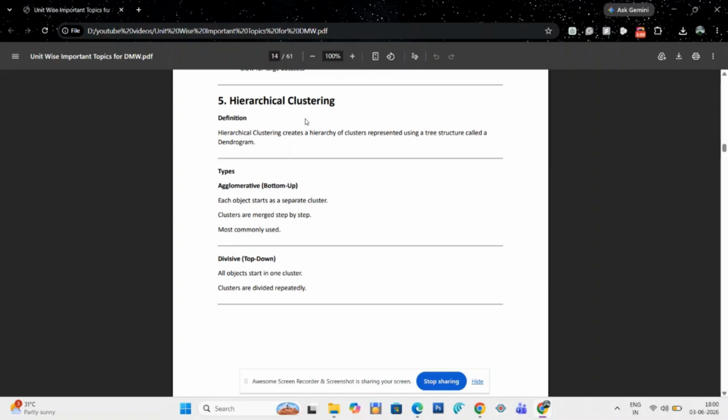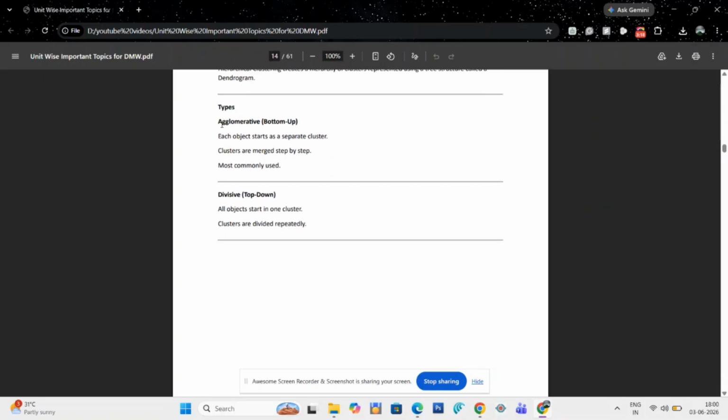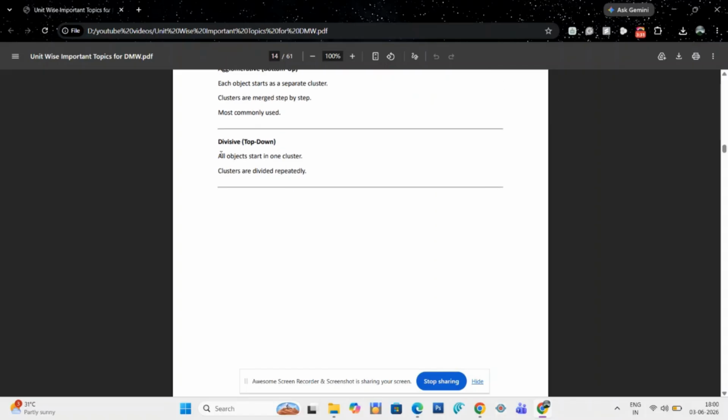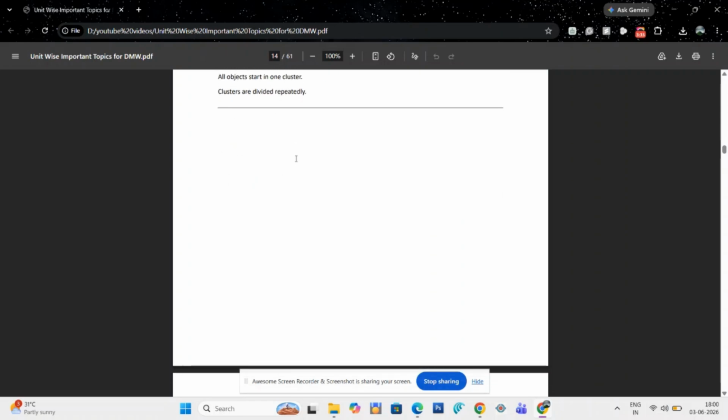What is hierarchical clustering? Hierarchical clustering creates a hierarchy of clusters represented using a tree structure called a dendrogram. The types of hierarchical clustering are: first agglomerative, second divisive. Agglomerative is a bottom-up approach in which each object starts as a separate cluster. Clusters are merged step by step and it is most commonly used. The divisive is a top-down approach in which all objects start in one cluster and clusters are divided repeatedly.